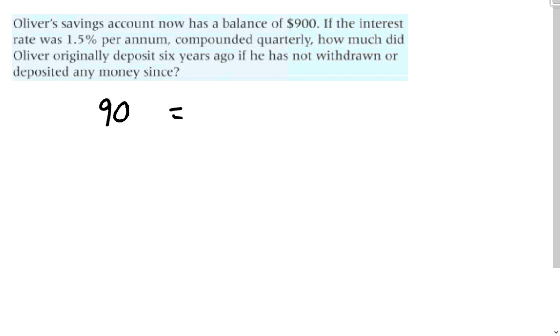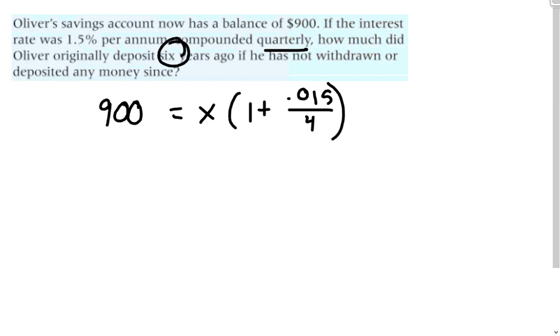900 is what he ends up having 6 years later. So this goes here. We don't know how much he started with. And then it's 1 plus the interest rate divided by, since it's quarterly, 4. It's in the bank for 6 years, and since it's quarterly, it's 6 times 4, or 4 times 6, either one works. And now I get to solve for this.